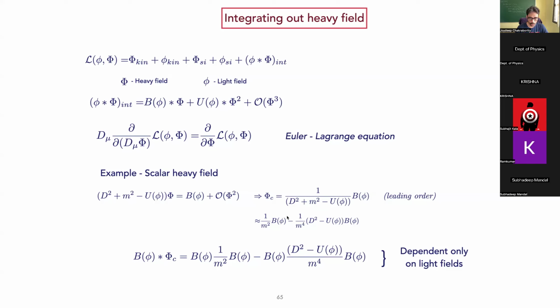And also here, one of the important parts is the presence of this B. So B, if you see, and what is this B? B is actually a function of the light fields, but more importantly, it contains the heavy field at linear order.